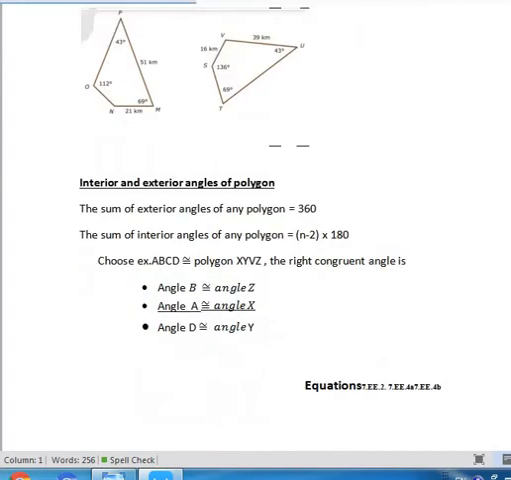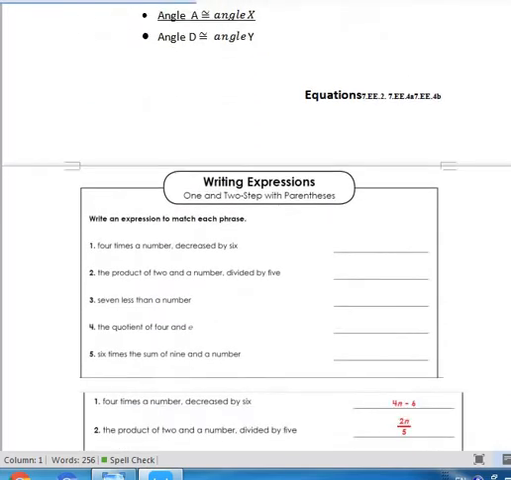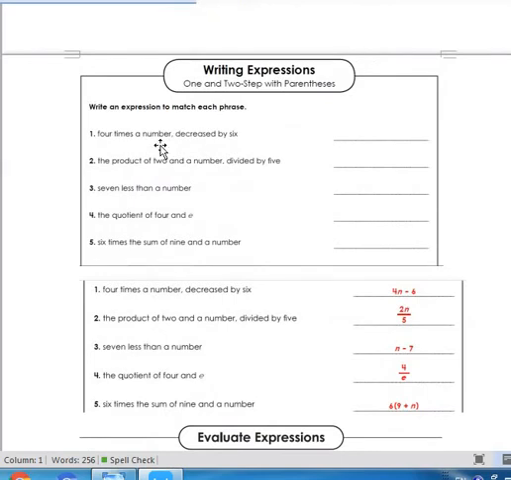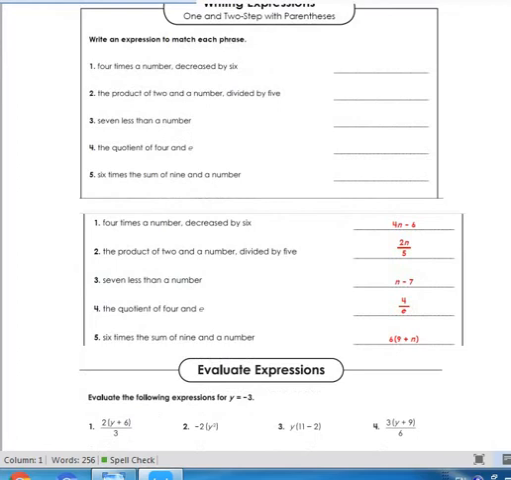Okay, remember the interior and exterior angles of a polygon. The sum of the exterior angles of any polygon is 360. The sum of the interior angles of any polygon, this is the rule, n minus 2 times 180. Okay, writing expressions, this will be included in the exam. Writing expressions, and also what we have covered, the relationship between the parallel angles.